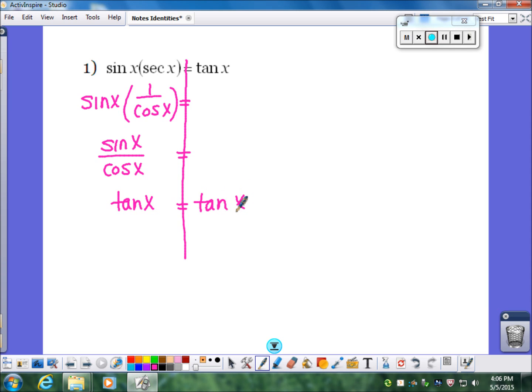I want my two sides to be equal. Notice that I brought down this right-hand side and it's equal to the bottom. Your last step should be where your left side is equal to your right side. All right, so there's my first identity.